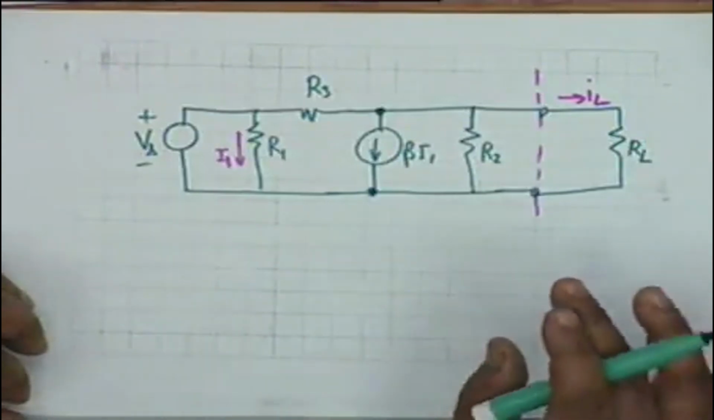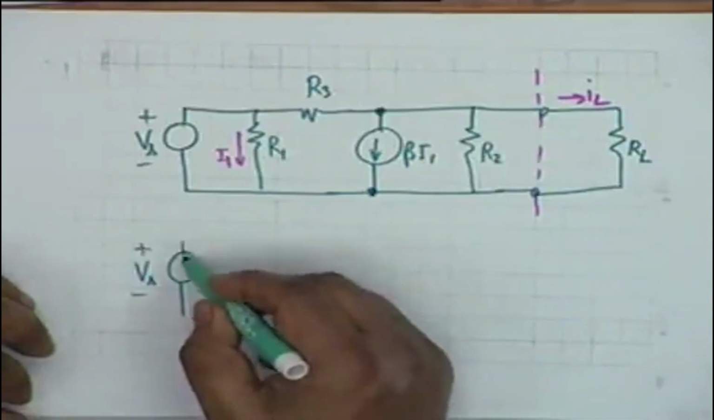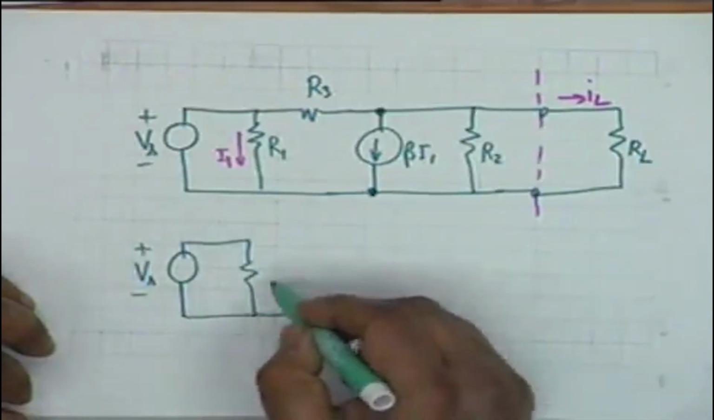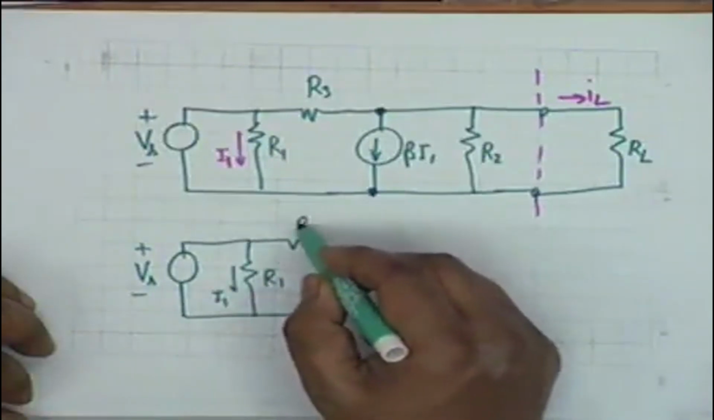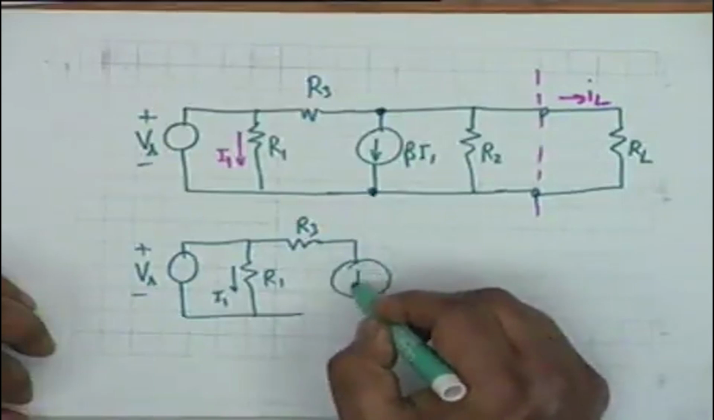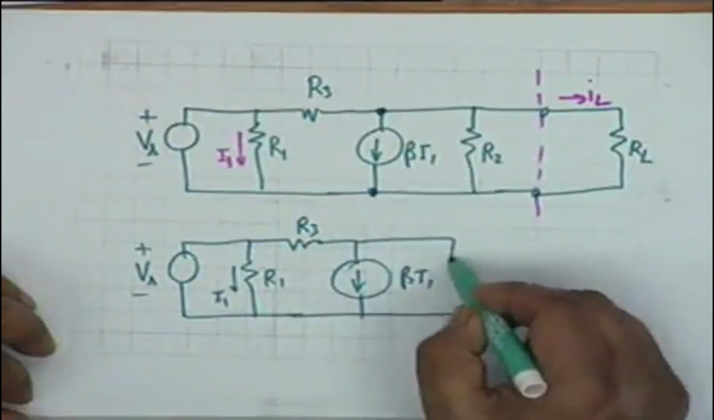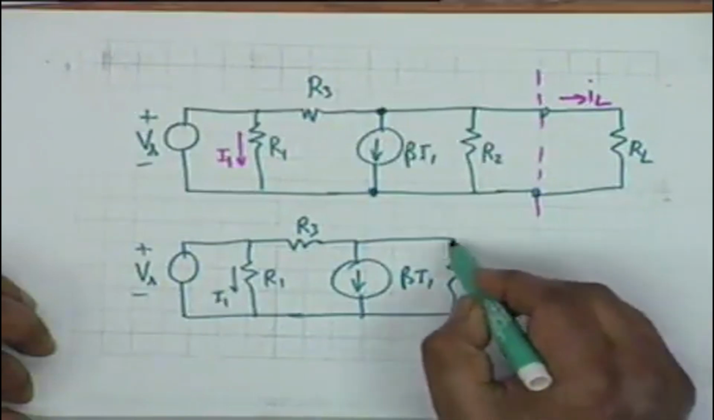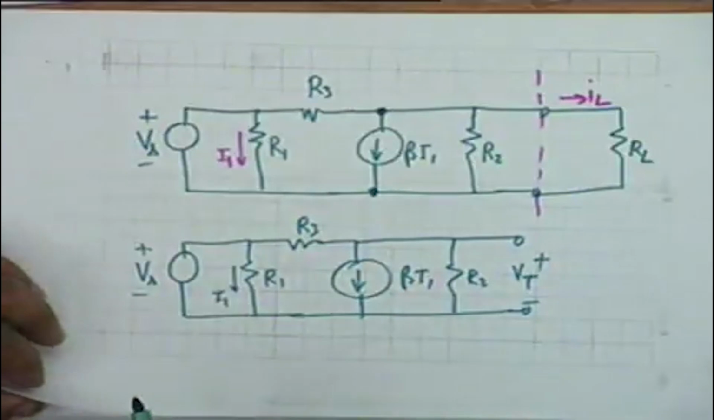The first thing to do is to find out the open circuit voltage. Let me draw the circuit again. This is R1 and this current is I1, R3, beta I1, and there is a resistance R2. This voltage is Vt. Open circuit. RL is disconnected. This is the open circuit.